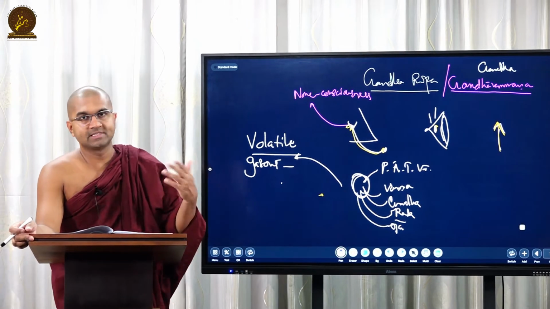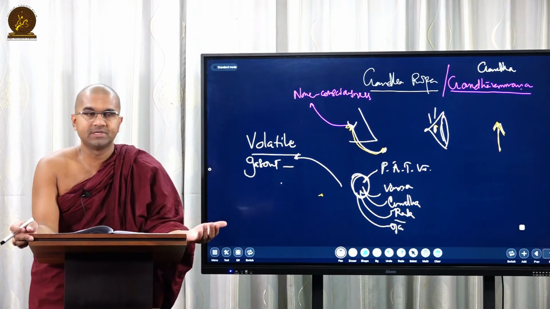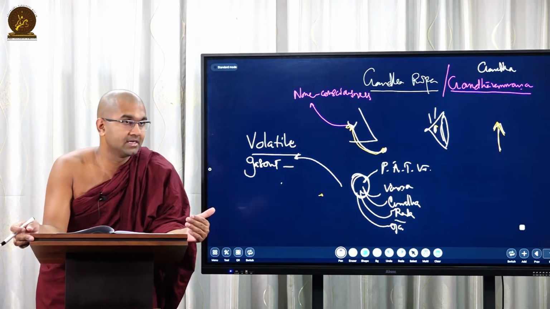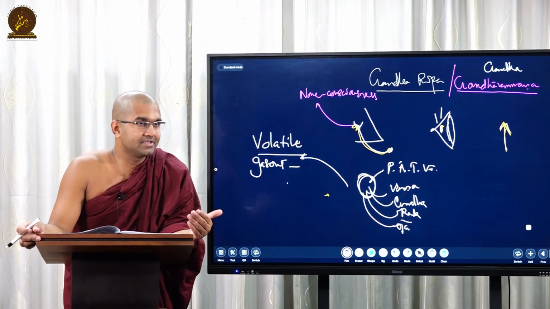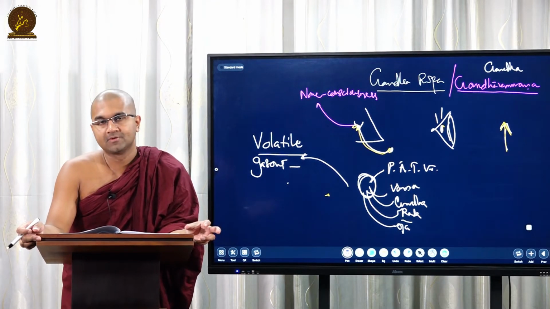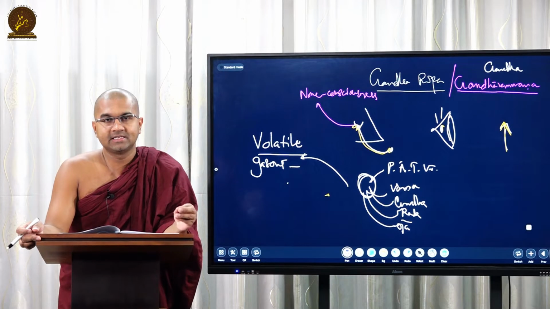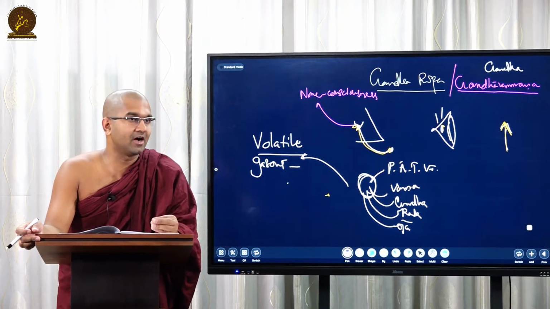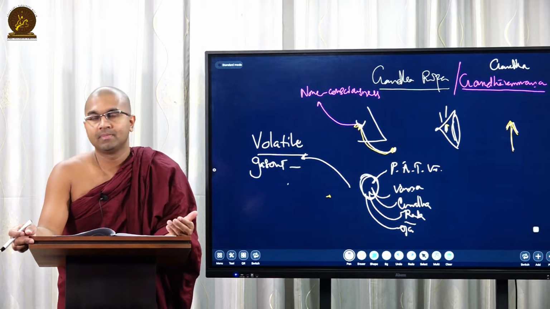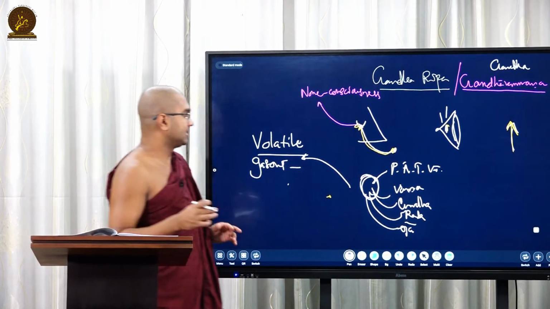Similar to the visible object or the color. We said that the color is not an attribute of the elements. It is a new element which arises while the four great elements are there. So we cannot say the smell is the smell of patavi, or the smell of apo or tejo or vayu. Smell is a new particle, an element.